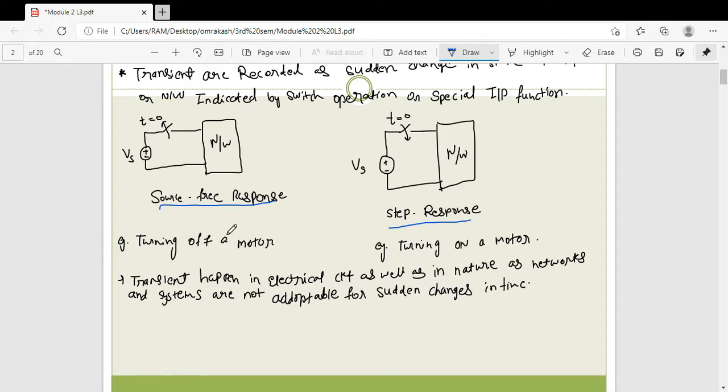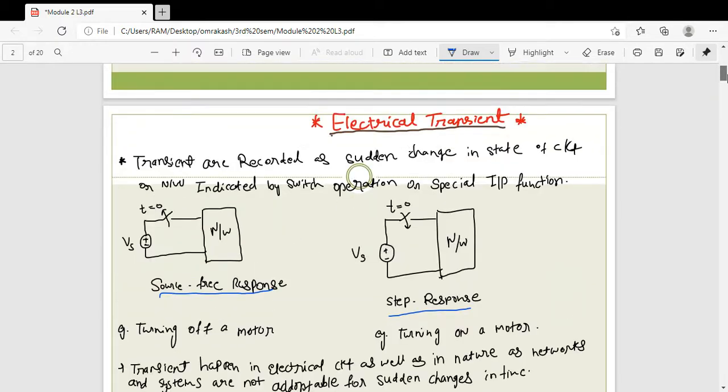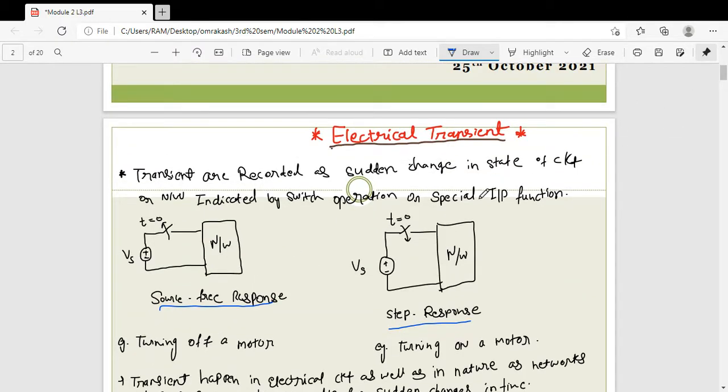So first of all, you observe the circuit, whether it is source free or not. That means, is there any active source available in that circuit or not? And this we generally observe after the switching operation.